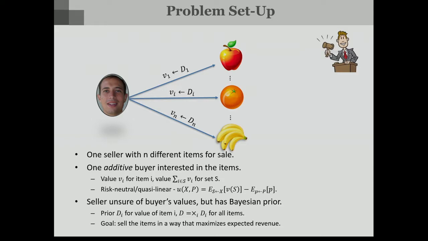And similar to what we saw in the earlier talk, the seller is unsure of the buyer's values exactly, but he has this Bayesian prior. That prior is going to be a product distribution. So the seller is going to have a one-dimensional distribution on the buyer's value for each item, and that product distribution will be his joint distribution over beliefs for the buyer's values for all items. And his goal is going to be to sell the items in a way that maximizes his expected revenue.